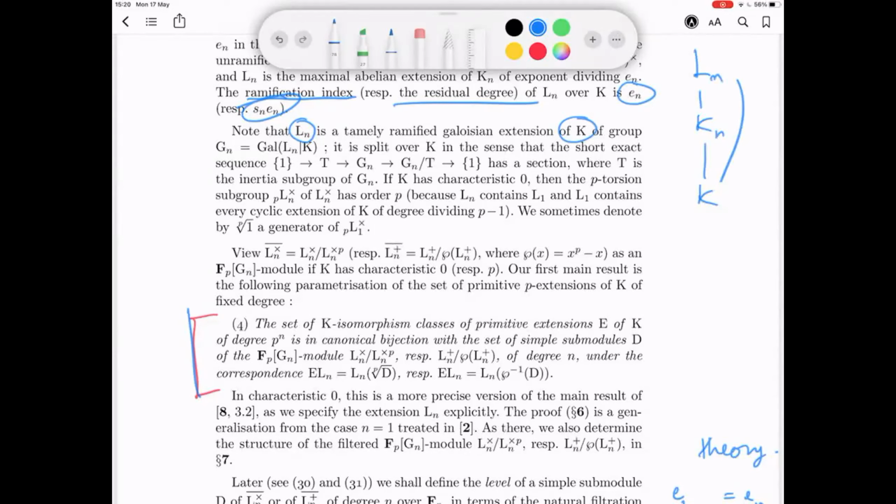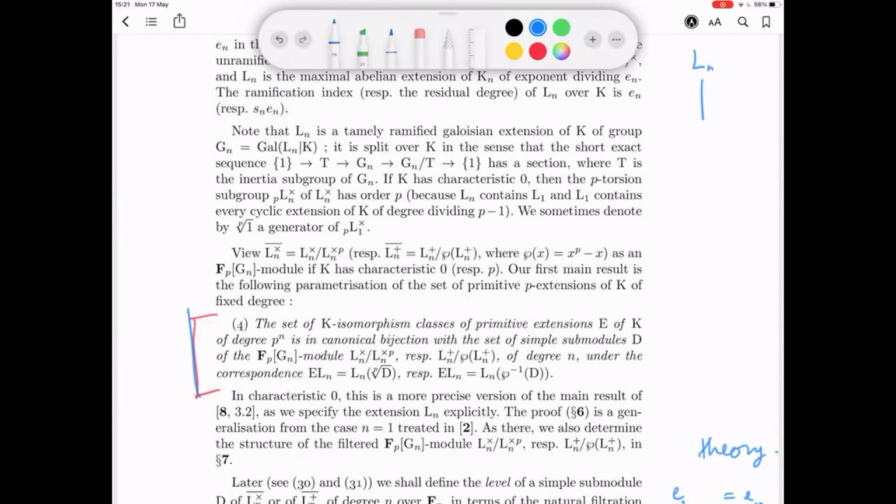Ln is obviously separable over K because this is separable and this is separable. The only question is whether it is what is called normal over K, and it's normal more or less by its maximality. I mean, it's the maximal abelian extension of Kn of exponent dividing En. So it's going to be normal over K, and therefore it's Galois over K. So it's Galois over K, and we have various Galois groups here, right? What are the Galois groups? So they are given some names.